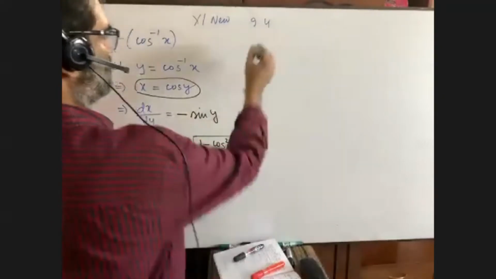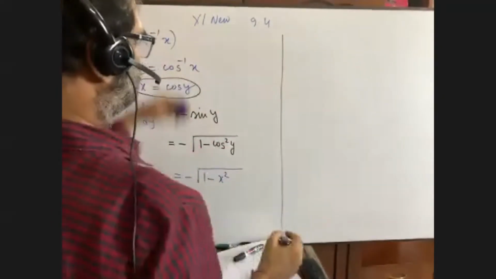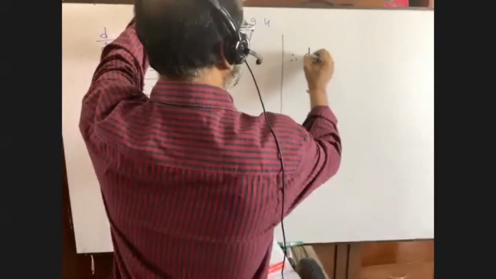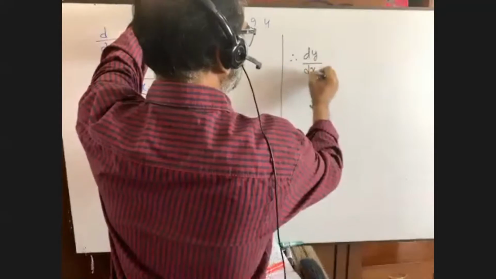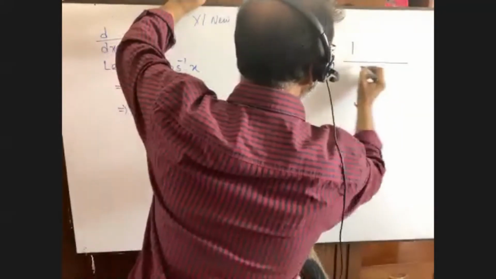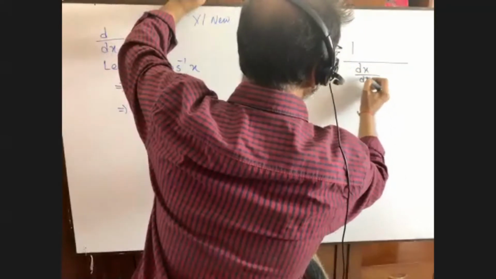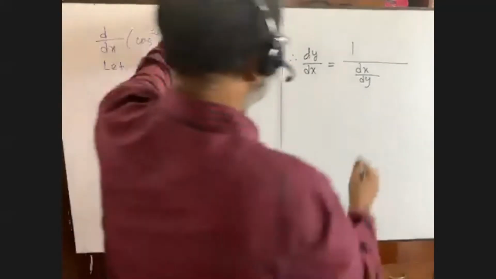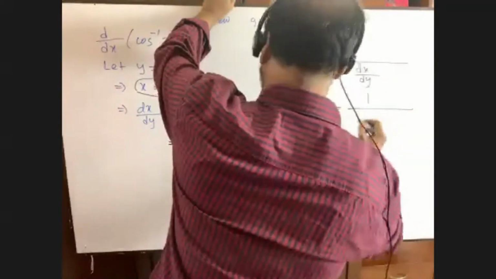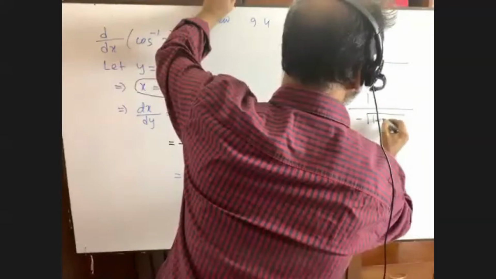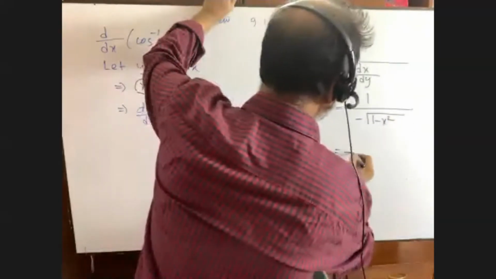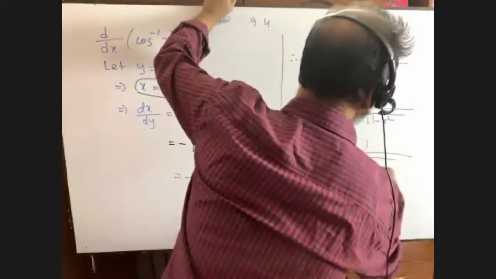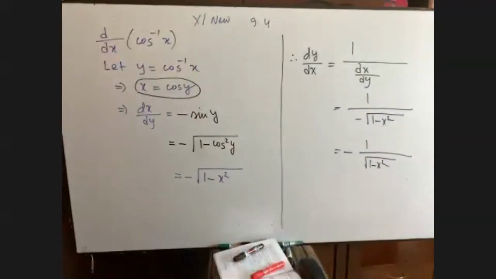So we are getting here, therefore dy by dx is equal to, I told you, 1 by dx by dy. Right? What is the value here? 1 minus root over... Is it okay?